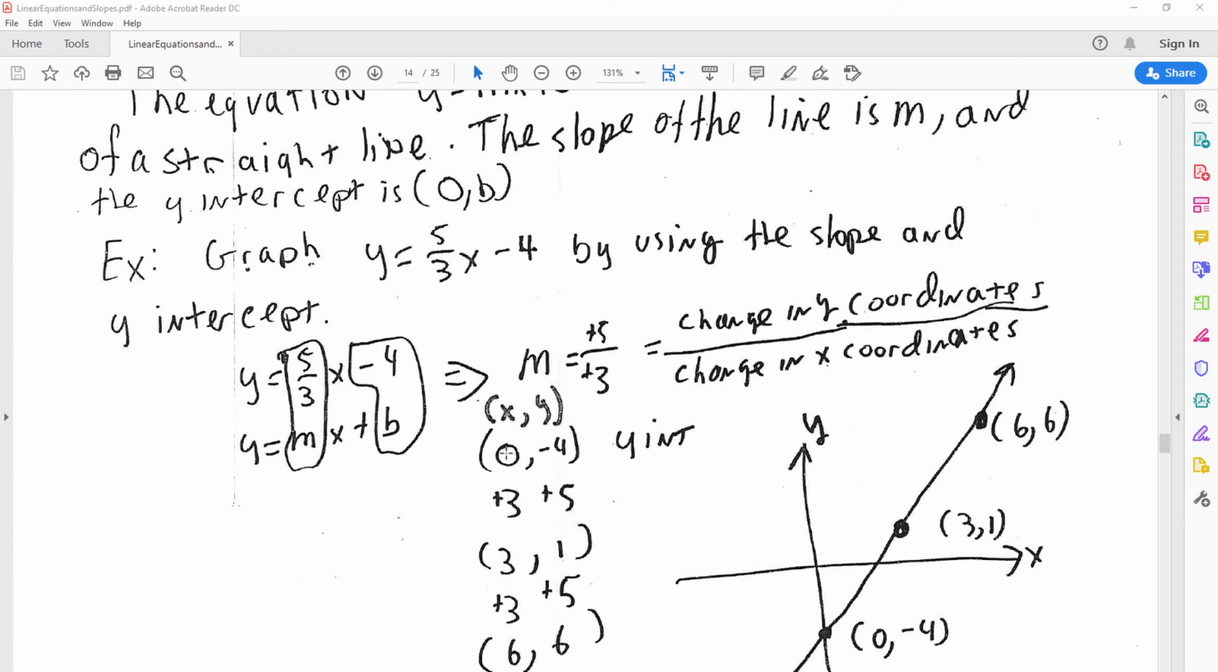So my next point is going to come from 0 plus 3 is 3, negative 4 plus 5 is 1. I got my second point, but then I can repeat that ratio and I get 6, 6. I have 3 points. I can graph the line.